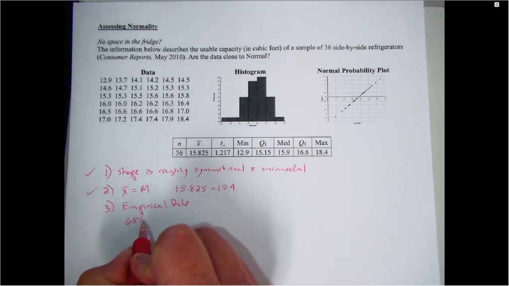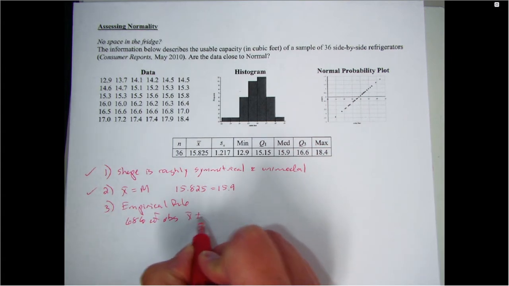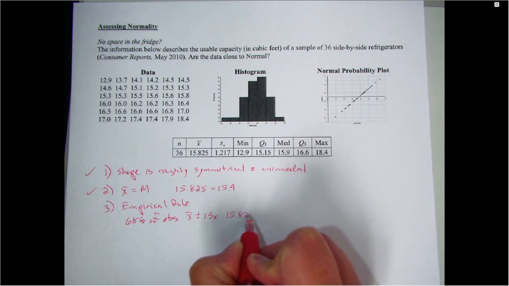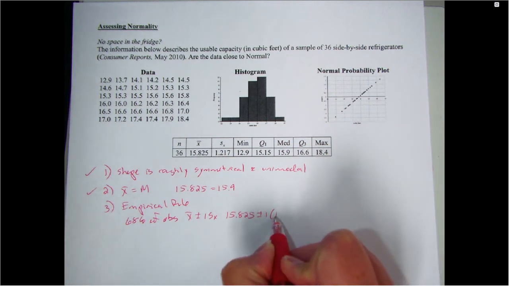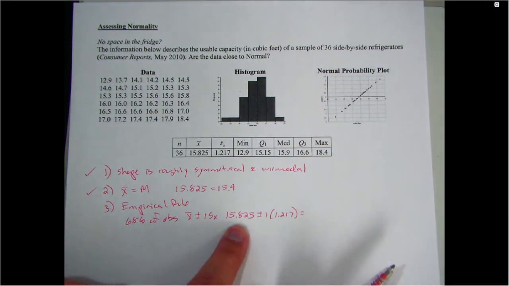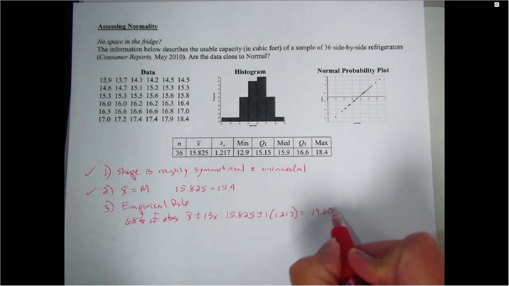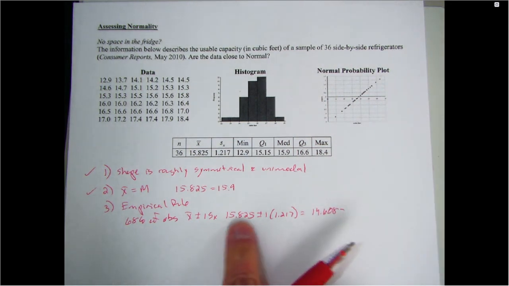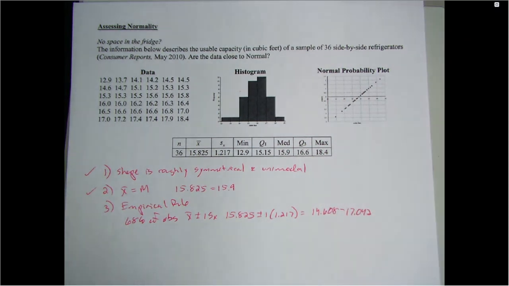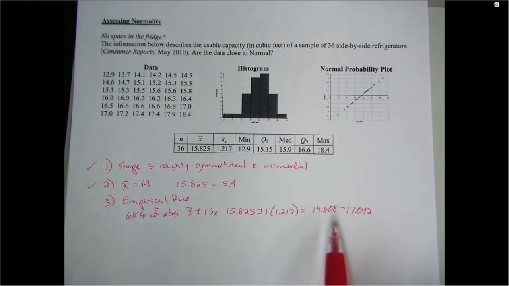So 68% of the observations are the mean plus or minus 1 standard deviation. In this case, we're going to do our mean plus or minus 1 times the standard deviation. If you put that in the calculator, 15.825 minus 1 times the standard deviation, you get 14.608. And if you do 15.825 plus 1 times the standard deviation, you get 17.042. I'll leave you to put that in the calculator. So 68% of data has to fall between those two numbers.